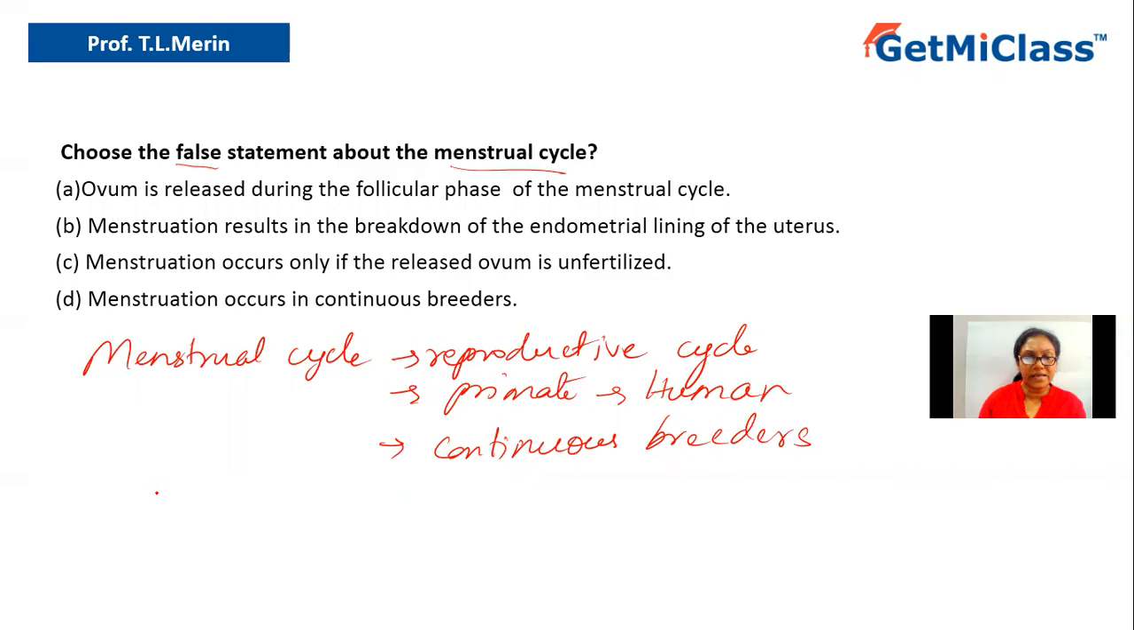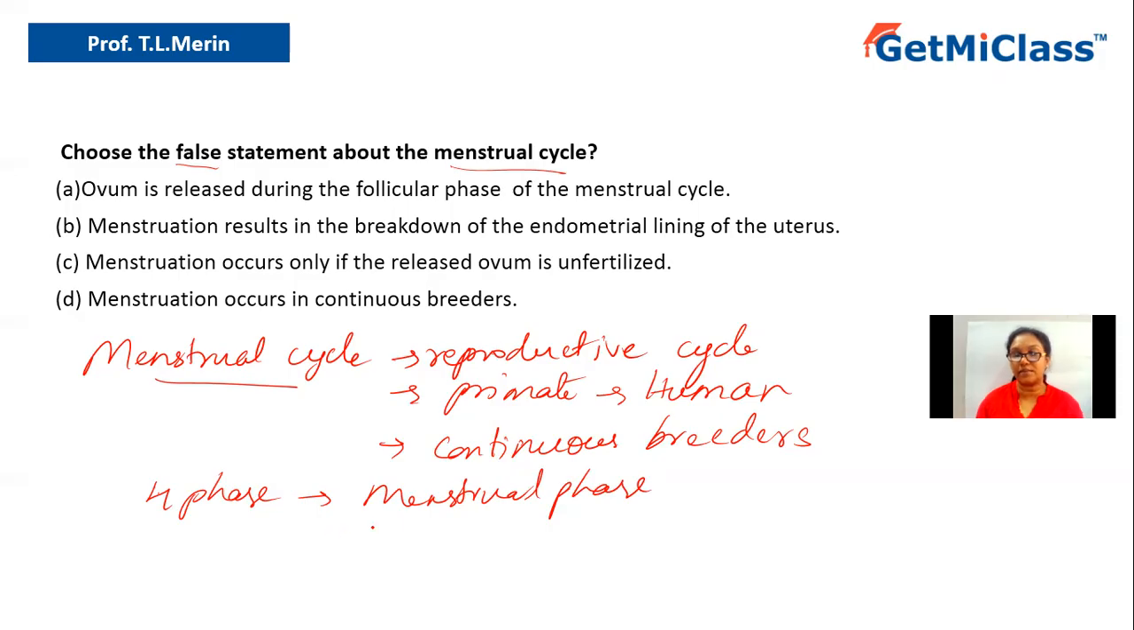Now, the menstrual cycle has 4 phases. And what are those phases? The first phase itself is called the menstrual phase, where there is a lot of expulsion of the endometrial layer. The blood capillaries associated with the endometrial layer will rupture. So there is expulsion of the endometrial layer along with a lot of mucus, and blood also will be released. That is about the menstrual phase.